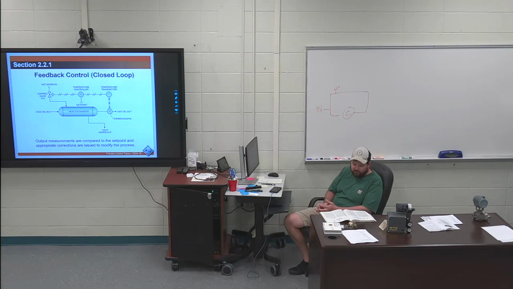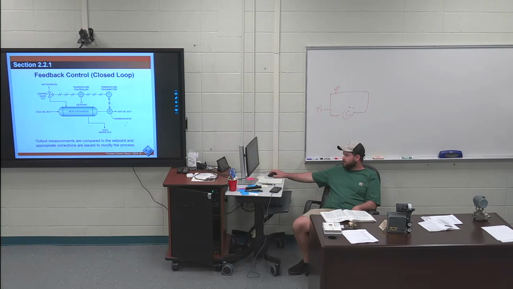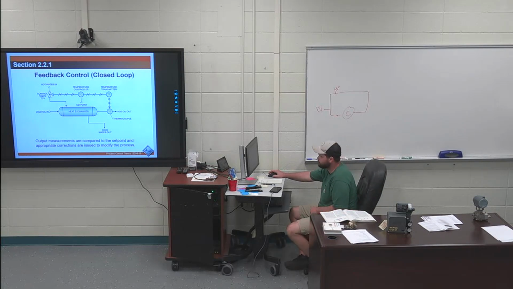They go through the operation of the closed loop control, but essentially what we're doing here, cold oil going in here, hot oil going out. The thermocouple measures the temperature of the oil, the temperature transmitter sends it to the controller, which does the calculations and sees what the error is between your set point and your output, and then makes an adjustment to the control valve based on that. Good.